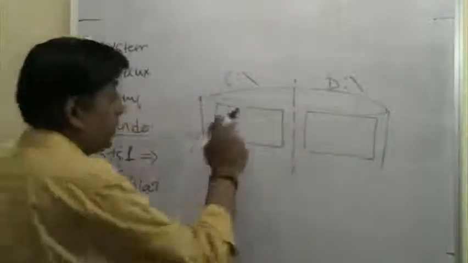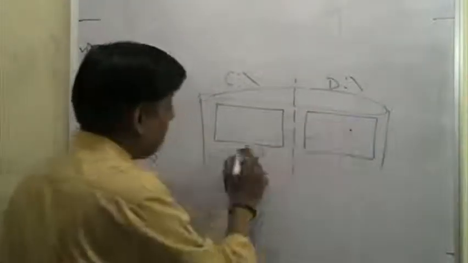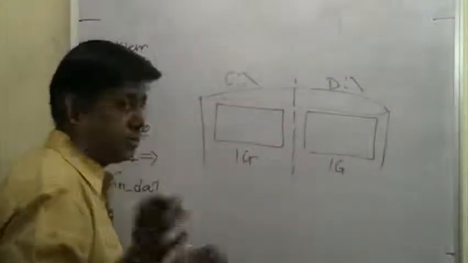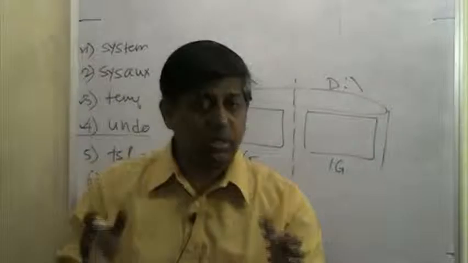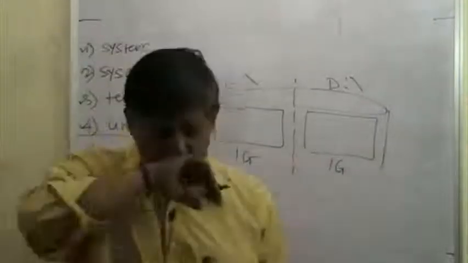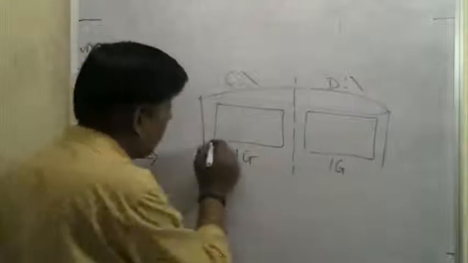Okay, but this is a data file. This is of size 1 gigabyte, this is of size 1 gigabyte. Both of these data files will now form my one table space. This is how I have created it, let us say. So this is one table space but two data files. Now I create a table.